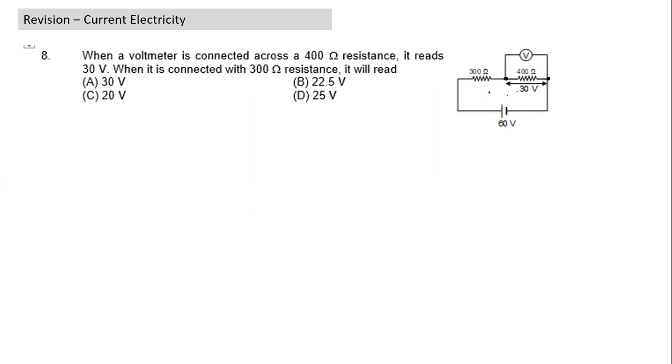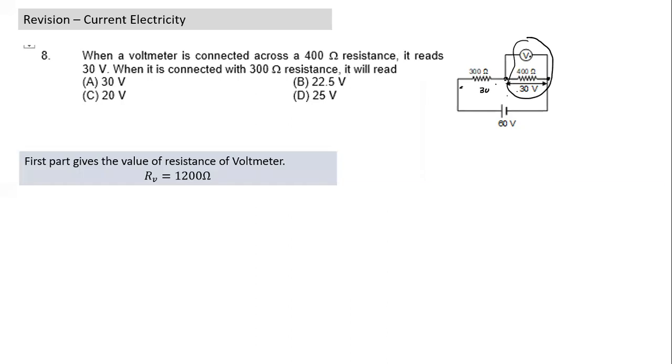This is the true reading, which means this potential difference is 30 volts, which clearly implies that the effective resistance between these 2 points is equal to 300 ohms. I can find the resistance of the voltmeter here and we can solve this question easily. Okay. The first part gives you the value of resistance. When I connect across 300 ohms also, again I can solve it easily.